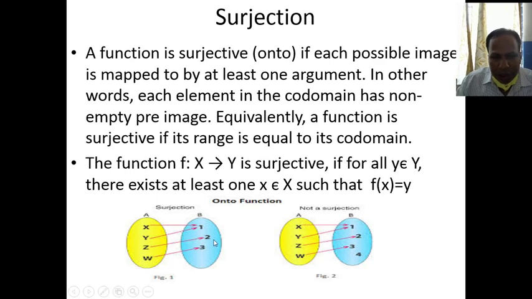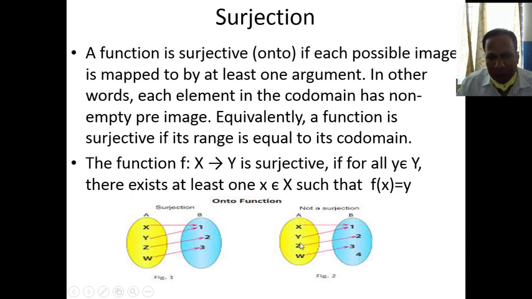So here in this diagram we find that element 1 has at least one pre-image. Element 2 has exactly one pre-image. Element 3 has exactly one pre-image. So here we find that the codomain contains the elements 1, 2, 3 and the range also contains the elements 1, 2, 3. So codomain is the same as range. So the function is onto.